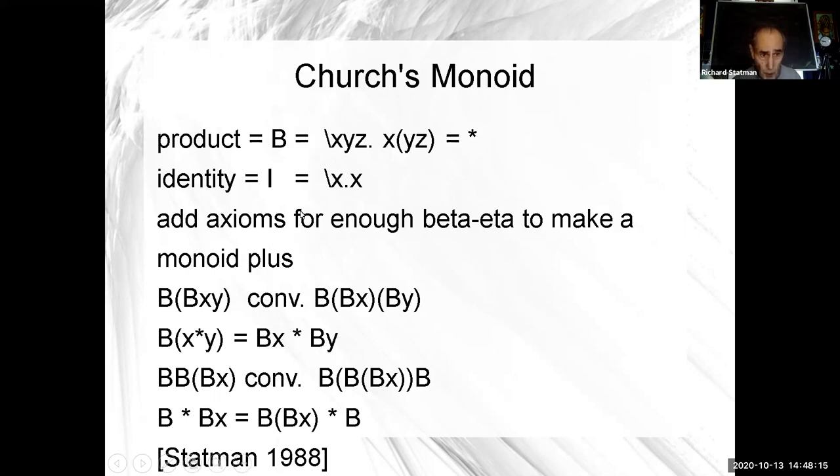Way back when, it's got to be in the 1930s, Church observed that lambda calculus forms a monoid with product equal to B, the B combinator, and the identity, the usual identity. And if we're interested only in the combinatory version, we have to add enough axioms for eta conversion, really, to make a monoid plus. We have the following axioms for B. Written this way, they're sort of incomprehensible, but written this way, where B is thought of as the product in the monoid, B distributes over product, and we have this interesting axiom about how B commutes with B itself.